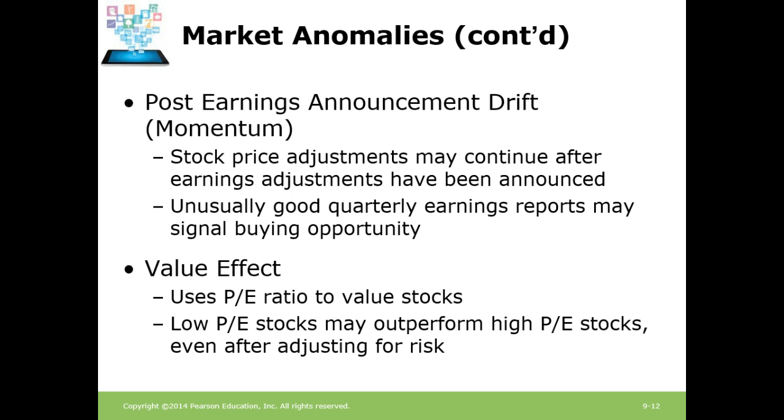Value effect. Stocks, we have PE values. Stocks that have low PEs typically outperform stocks that have higher PEs. So this is an anomaly because we'd expect the opposite. Stocks that have high PEs, or high performing or high return stocks, should have better returns. But typically low PEs as a group compared to the high PE stocks have a better return. And we're not really sure why.